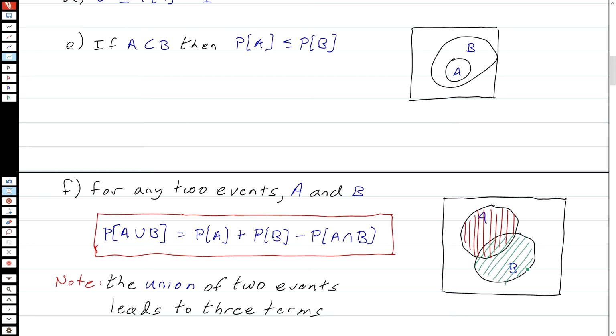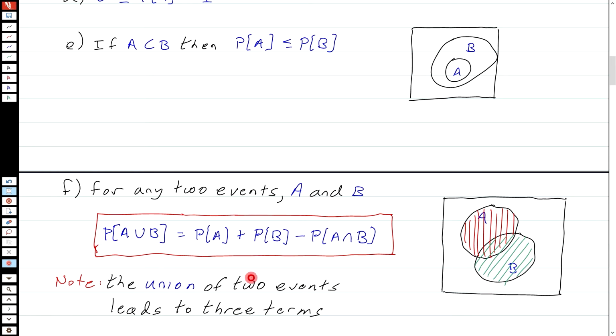And the problem is that if I add the area of A and the area of B together, then I'm adding the middle part twice. So you see both green lines and red lines in there. And we have to then subtract that once to get the area inside A or B. So the general rule is the probability of A union B is the probability of A plus the probability of B minus the probability of A intersection B.